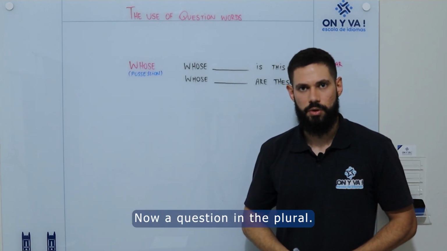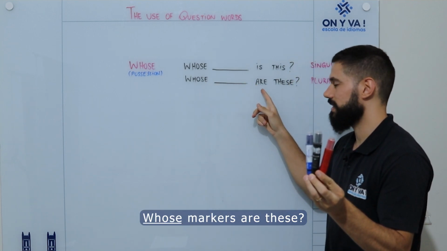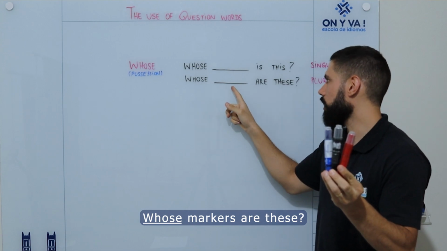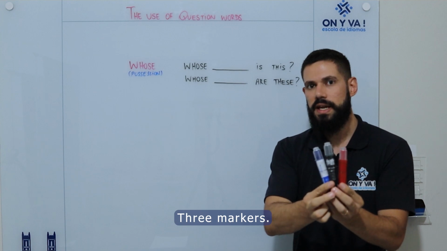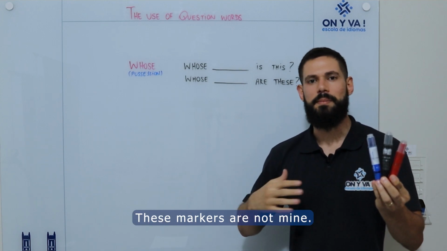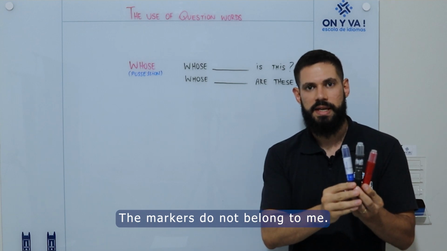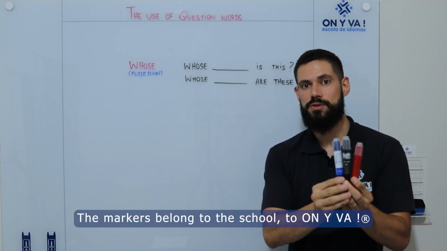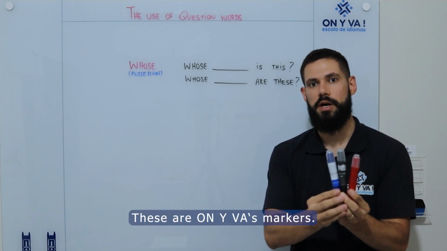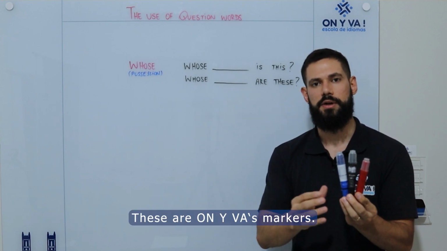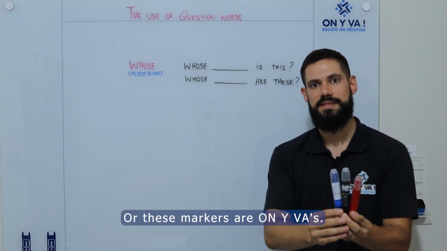It means that this bottle of water belongs to me. Now a question in the plural. Whose markers are these? These are 3 markers. These markers are not mine. The markers don't belong to me. The markers belong to the school, to Univa. So, these markers are Univa's markers, or these markers are Univa's.